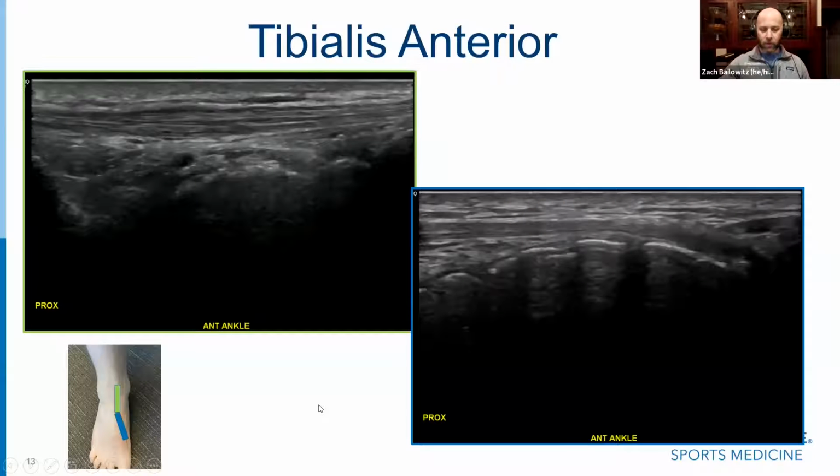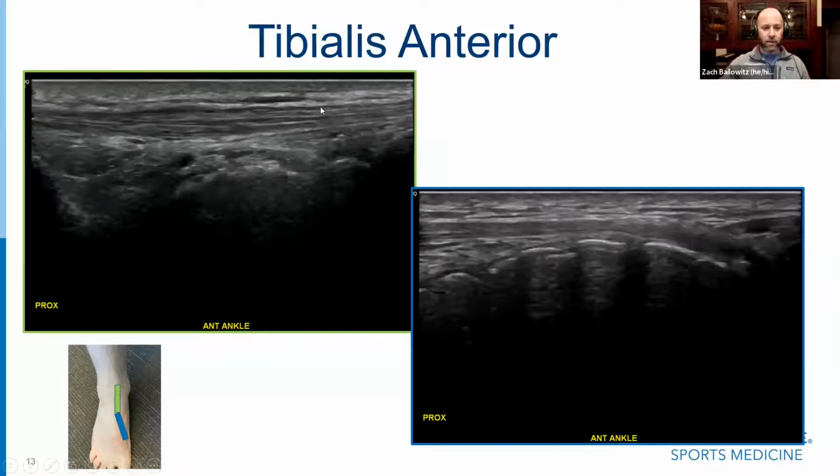And you can certainly evaluate the tendons in short axis. I tend to look at them both in short and long, and I find that sometimes the long axis view can be a little bit more valuable. The tibialis anterior is going to be your most medial and prominent of the three tendons. When you're first scanning this, you're always surprised how far distal and medial this tendon goes.